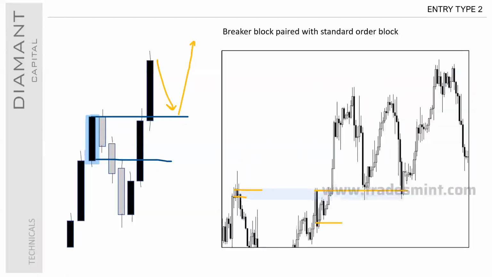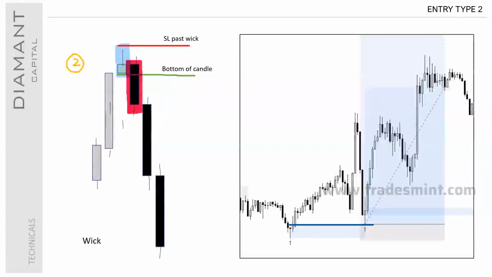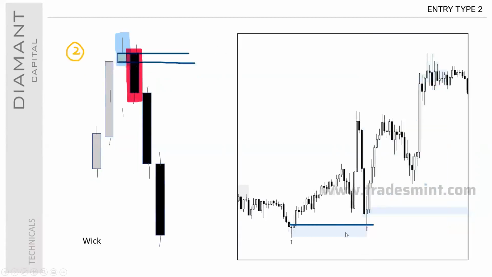Don't confuse yourself with all the different entry types. What it is, I'm just explaining to you how you could enter. So it could be off the wick, it could be off the body. If you really want to play it safe, the safest way with the largest stop loss would just be the wicks and then set stop loss past the whole candle.